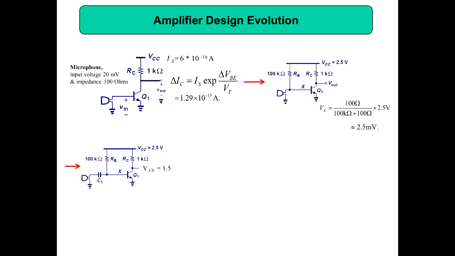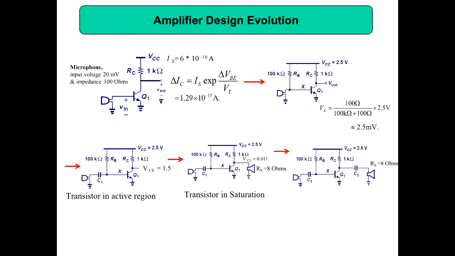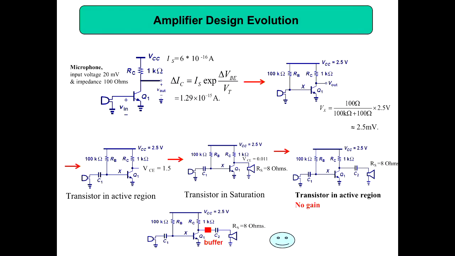Then we connected a capacitor to solve that issue. Then we connected the speaker directly, we got problems. And then we connected a capacitor to solve one issue, that is to bring the transistor back into the active region. And then now when you connect a buffer, you have solved the issue. So that's how we will be designing a complete set of amplifier. And I think that's all about the BJT. And then I will start CMOS in the next lecture, because CMOS is important.